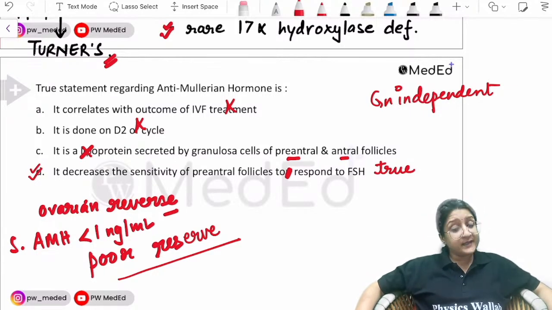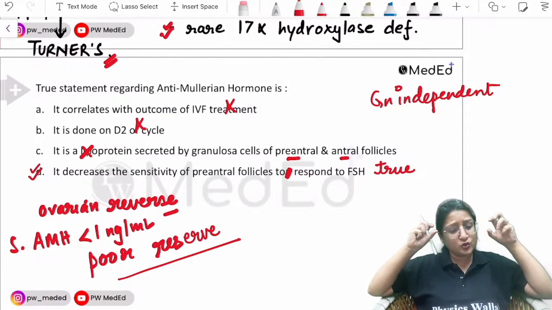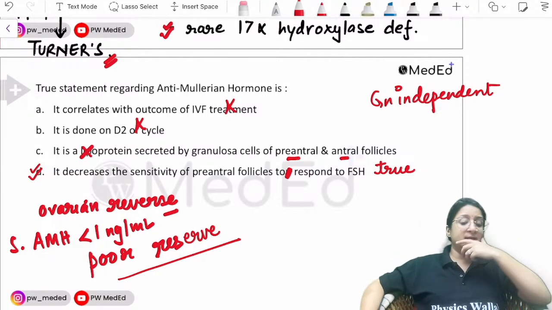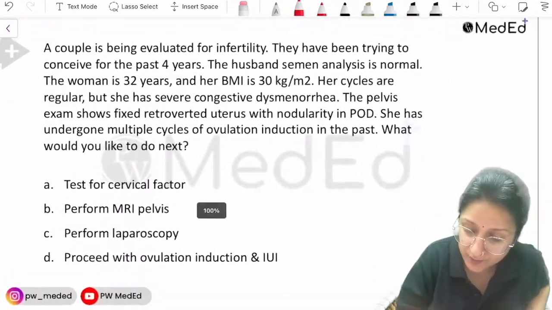Right, so it was a tricky question, could have been answered by elimination, but the options were so close, like whether it is a lipoprotein or actually a glycoprotein. So this question had very close options. It was an interesting question, however. Okay, so with this we complete this question. Now let's move on to the next question.